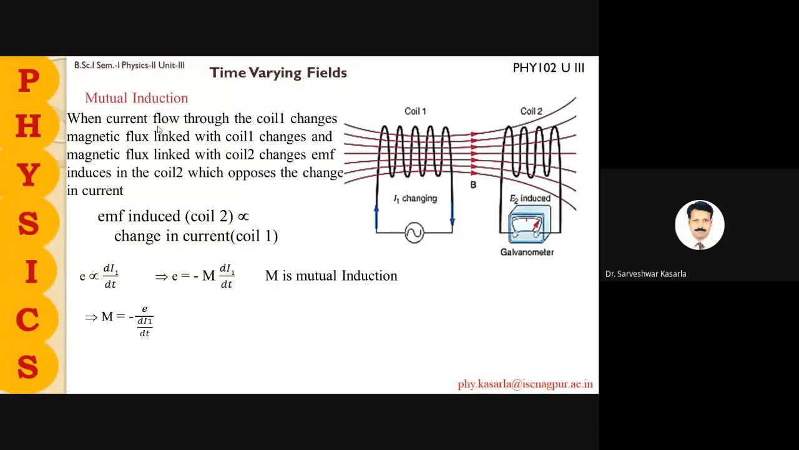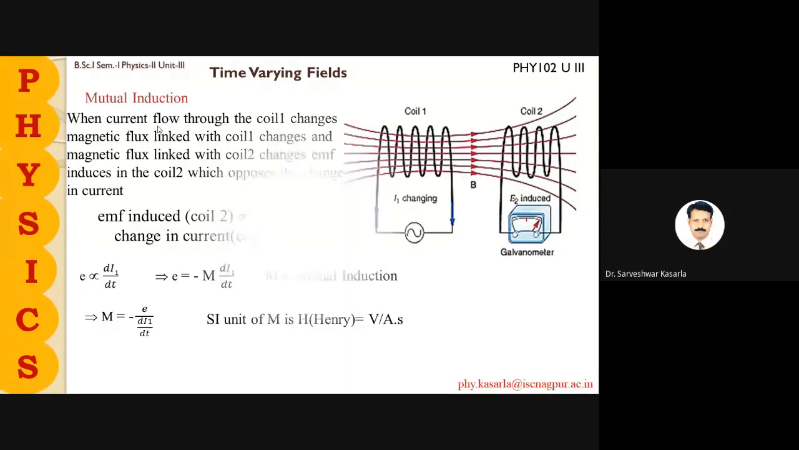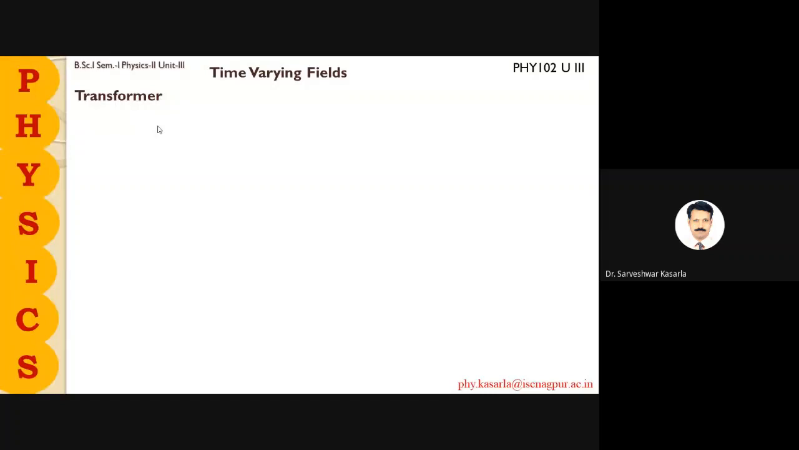M is equal to E upon di1 by dt. Okay. Mutual induction, same unit Henry. So that is EMF induced in coil 2 because of rate of change of current in coil 1. Mutual induction. Then we have the transformer, which is the electrical device which depends upon the principle of mutual induction. Okay. So which converts high AC into low AC or low AC to high AC, vice versa.